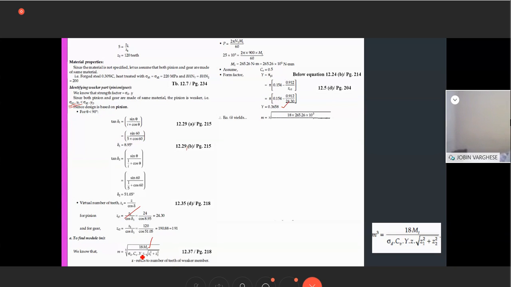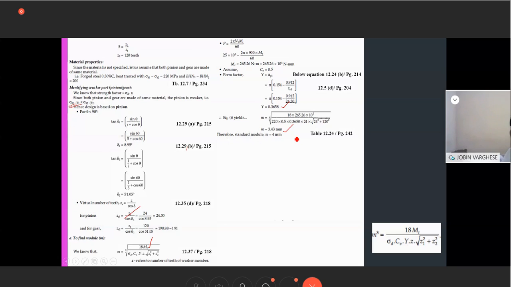We can substitute this here. Then the other factors are sigma t, z, and z1 square plus z2 square. Now, the other values are given: sigma t is a static stress, 220, already given, the permissible stress. CV we have assumed as 0.5 and Y is calculated. Then the number of teeth we are calculating for the module, because we are taking the pinion as the weaker one. We are designing the pinion, so we are taking the pinion, and this is the sum of the squares of both the pinion and the gear. And finally, we are finding the module. So this is the first step we have completed.